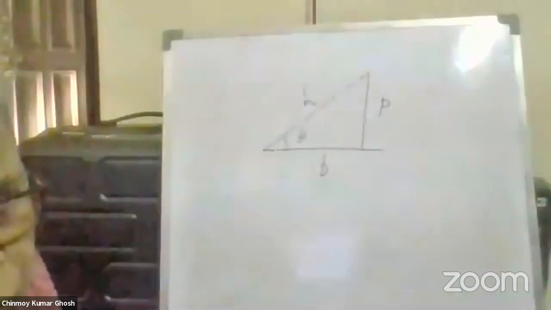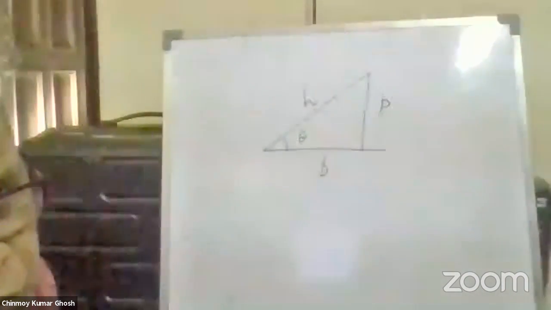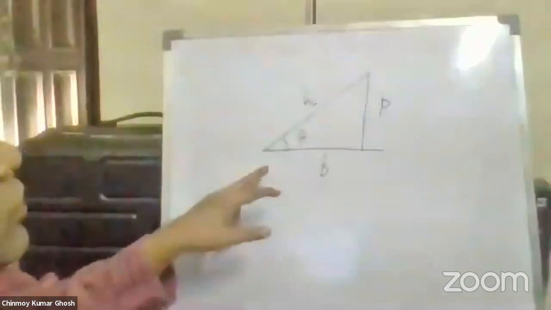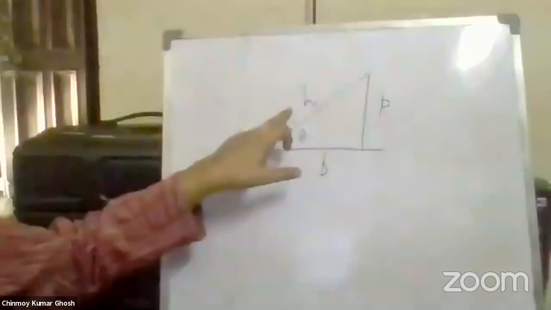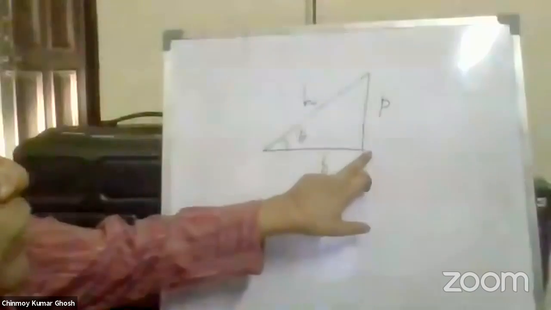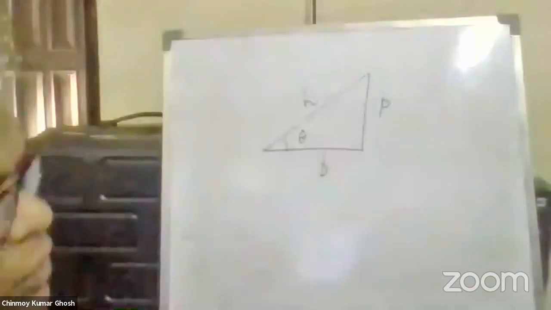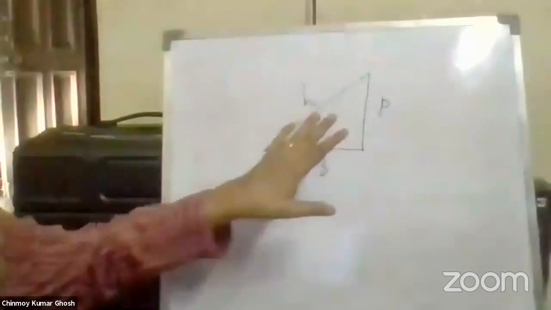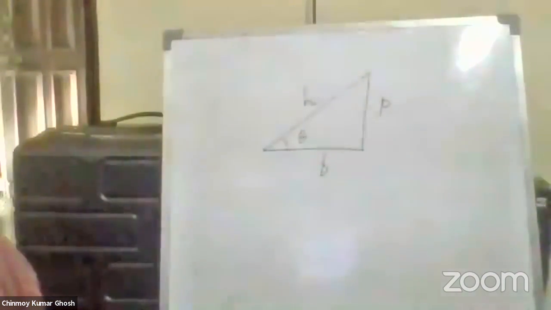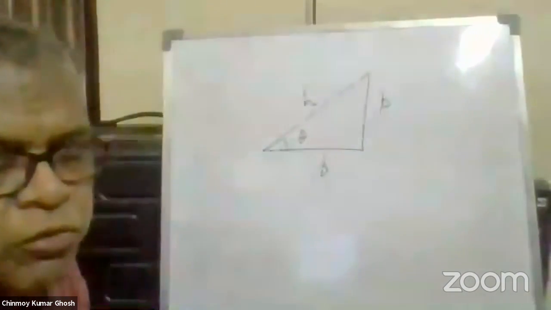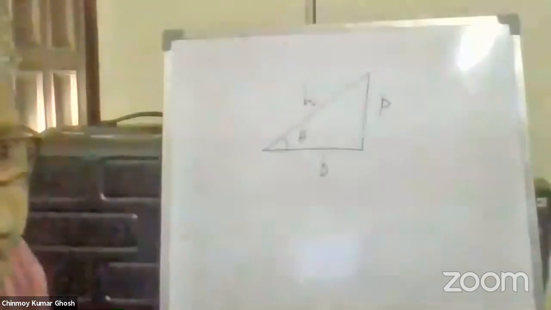It's a very loose way of saying when you say sine theta is equal to perpendicular by hypotenuse or cosine theta is equal to base by hypotenuse. It's better to say sine theta is equal to opposite side by hypotenuse and cosine theta is equal to adjacent side by hypotenuse, because the word perpendicular is not a standalone word. We say perpendicular when two sides are perpendicular to each other. So I think you all agree that we should say cosine theta is equal to adjacent side by hypotenuse and sine theta is equal to opposite side by hypotenuse.